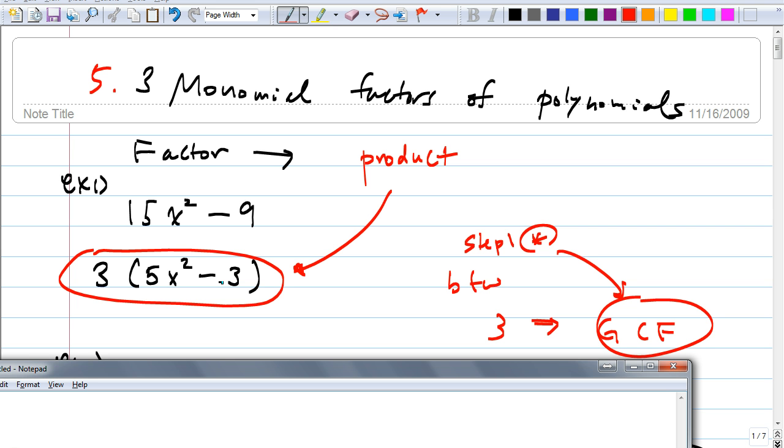Does that make sense? Well, what about my original polynomial? Isn't this binomial a product? Because it's 15 times x squared. That's a multiplication. Isn't that a product? 15x squared. Isn't that 15 times x squared? So isn't that factored? I wrote that as a product. But that's not really factored. Why not? Anybody?